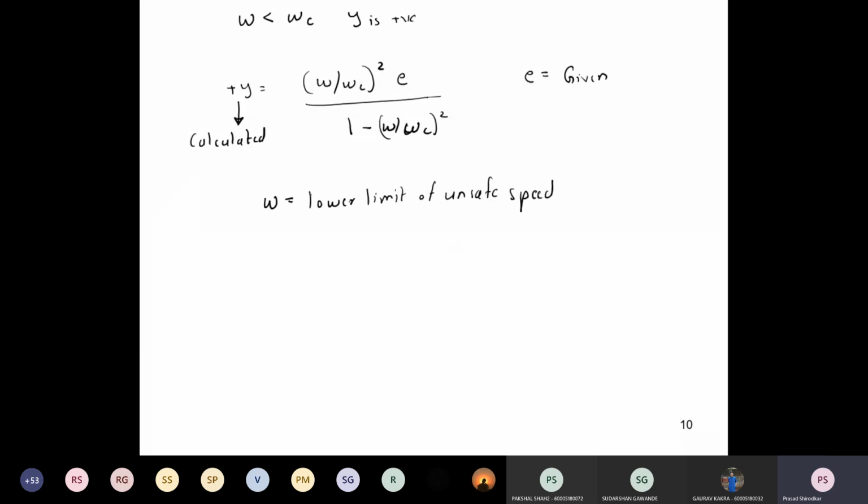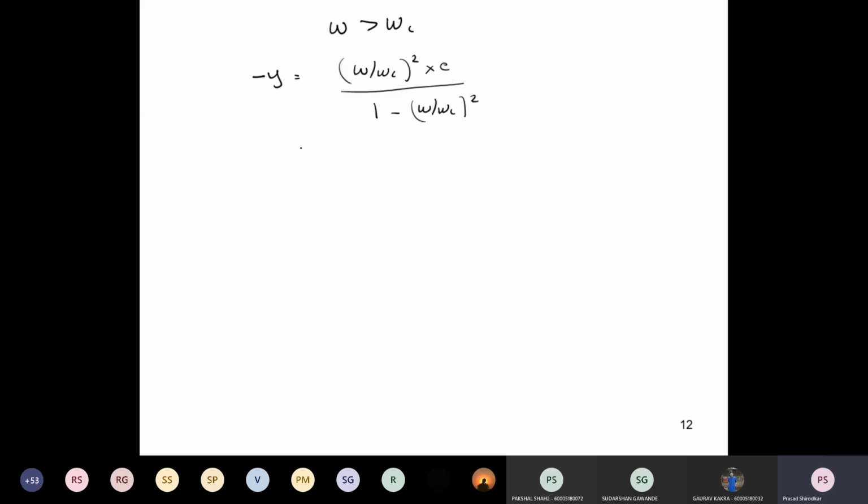Similarly, you have to find out the upper limit, that is the upper limit of the unsafe speed. So for upper limit, omega becomes greater than omega critical, and when that happens, y becomes negative. So (omega by omega c) square into e divided by 1 minus (omega by omega c) whole square. So it is the same expression. Here only, instead of plus, you have to substitute it as negative value, and again find out the omega max.